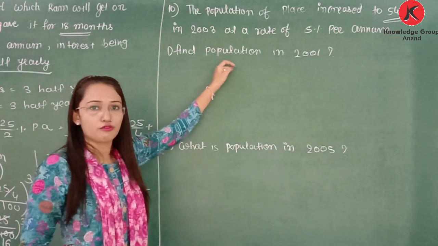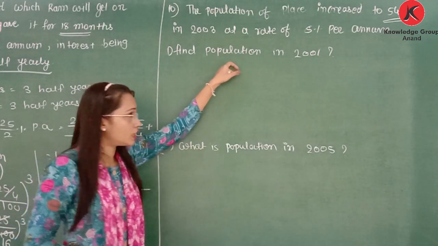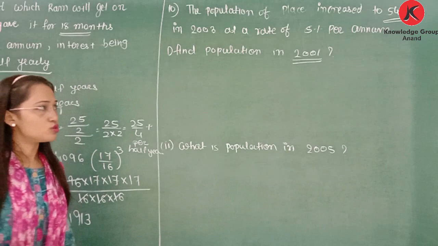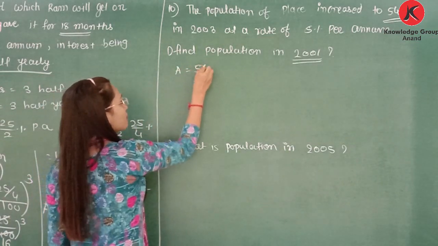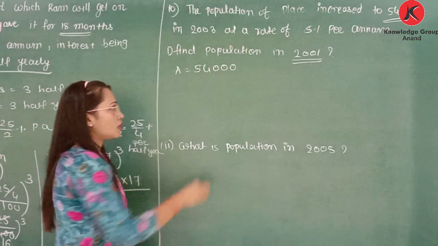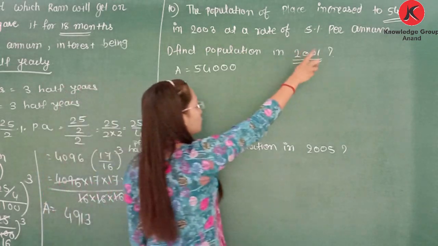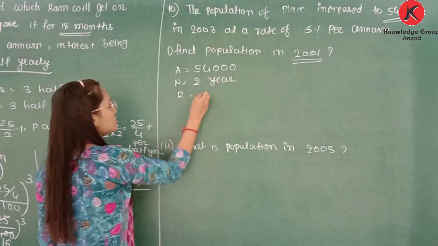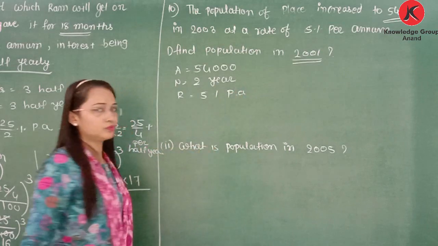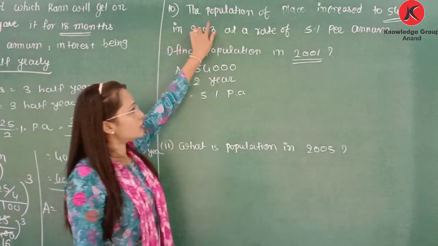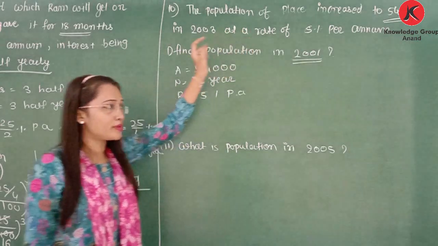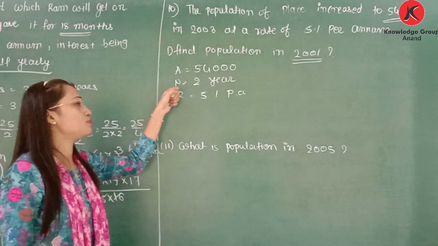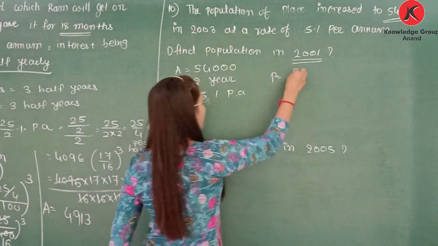So before increase, what is the original value? Here you need to find the population in 2001. Means before increase, what is the value? So here that 54,000 will be our amount. And what is n? From 2001 to 2003, so that is 2 years. And rate of interest remains same, 5% per annum. Clear? Be careful because it is written that 54,000 is an increased value, means that will be our amount. And you need to find the value before increase, means principal value you need to find. So what is the principal?